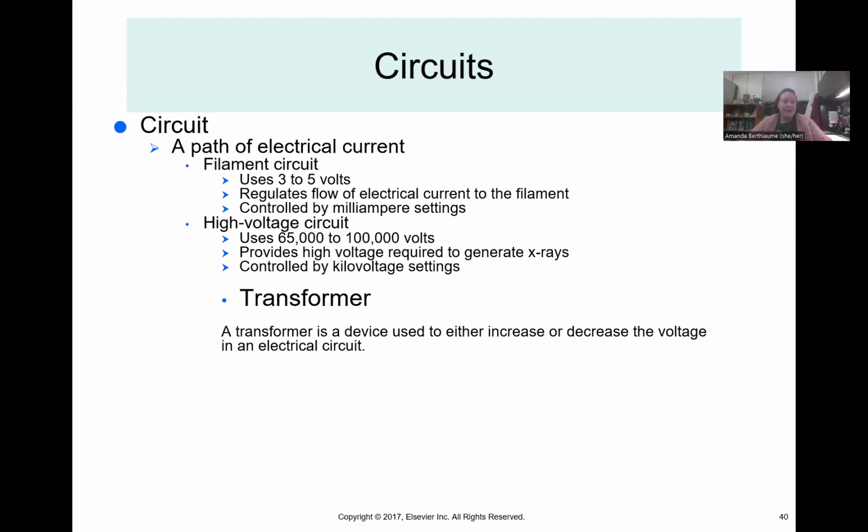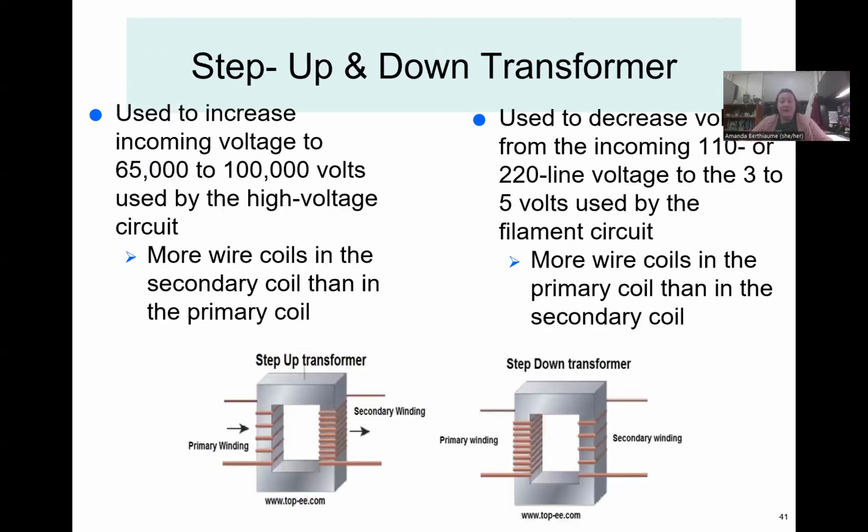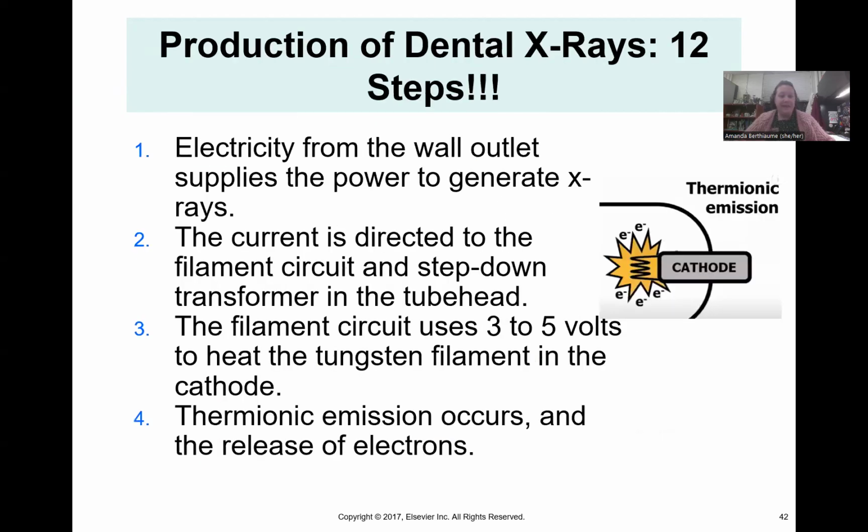This is information on the circuits and the transformers and really how much energy or volts it takes to get radiation. This slide talks about transformers, right? So it's really the nitty gritty of how that electricity is coming through and creating that radiation and how it's traveling. And now, production of dental X-rays in 12 steps. So electricity, this is really what you need to know. This is the guts of it.